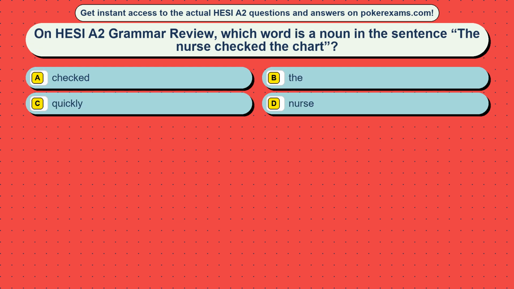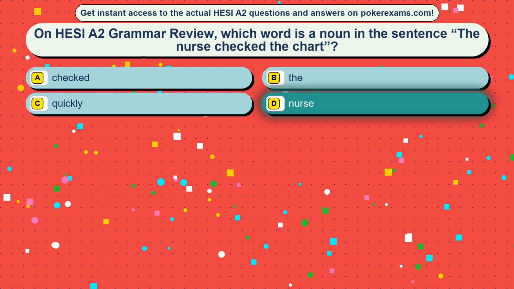Question 34. On HESI A2 Grammar Review, which word is a noun in the sentence "The nurse checked the chart"? Option A checked, option B the, option C quickly, option D nurse. The correct answer is option D, nurse.